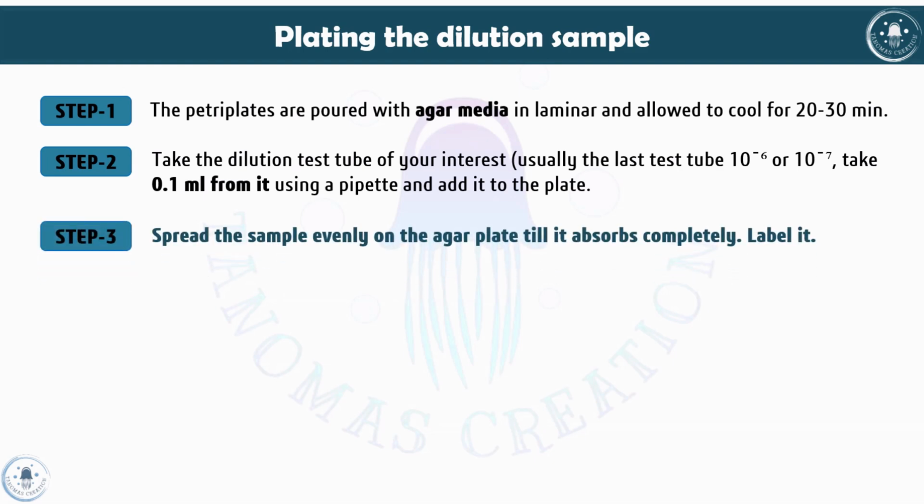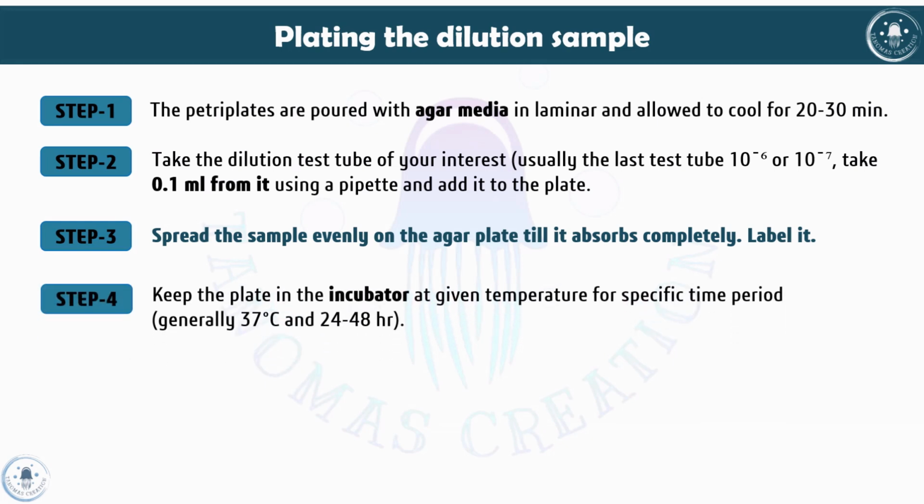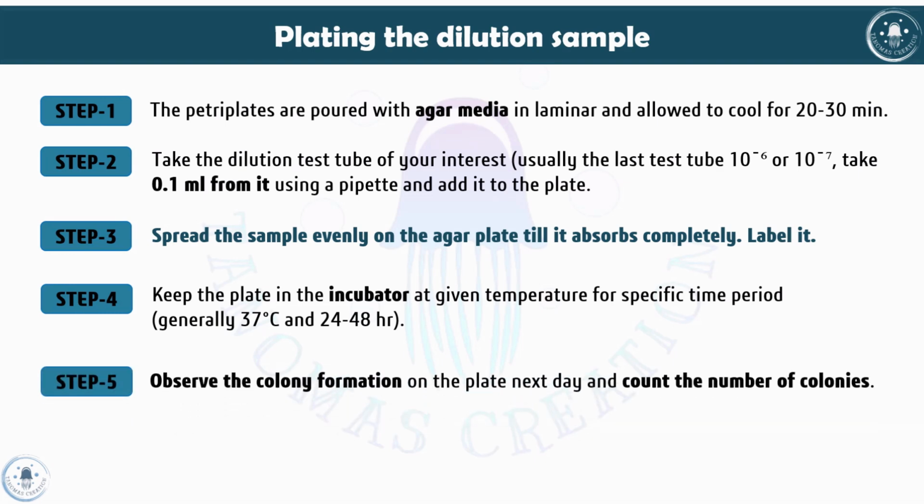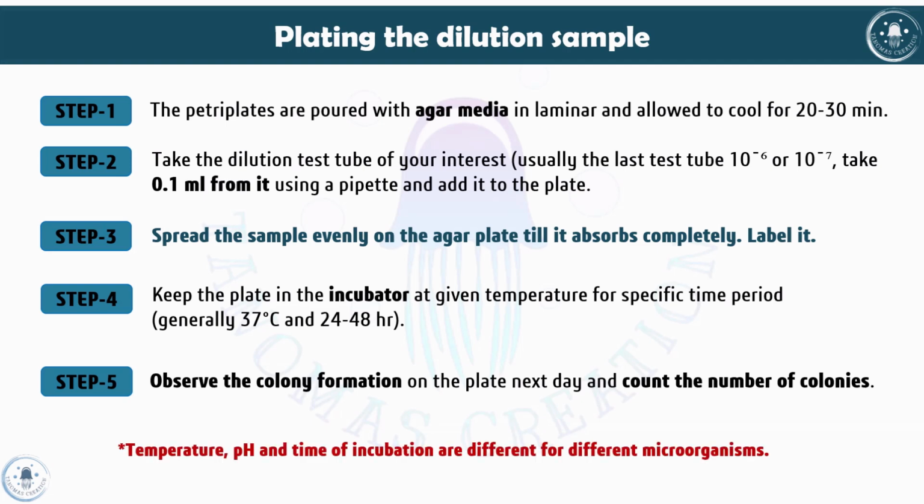Now after adding it, you spread the sample evenly on the agar plate till it gets absorbed completely, and you label it properly after that. Then you keep the plate in the incubator for the given temperature and time, and observe the colony formation on the next day and count the number of colonies.